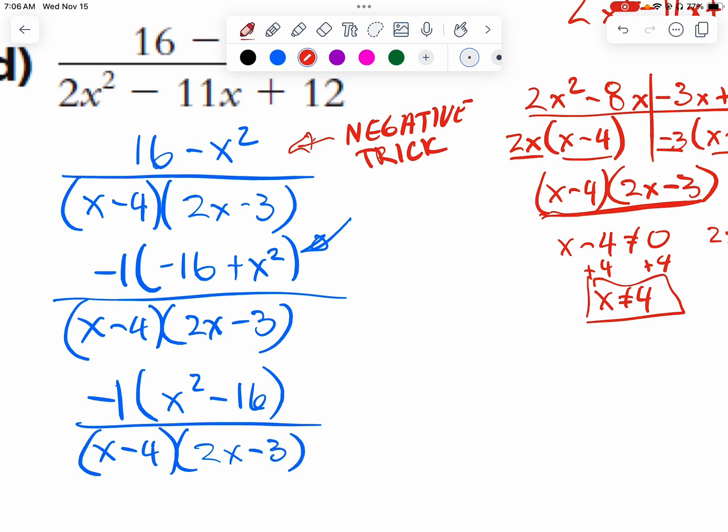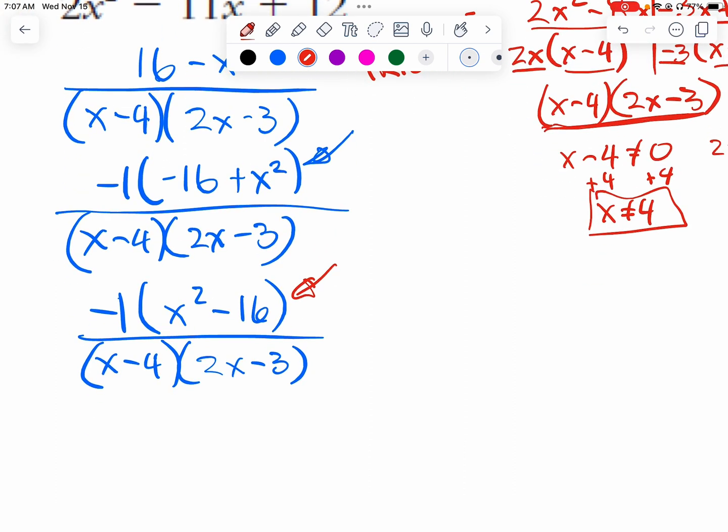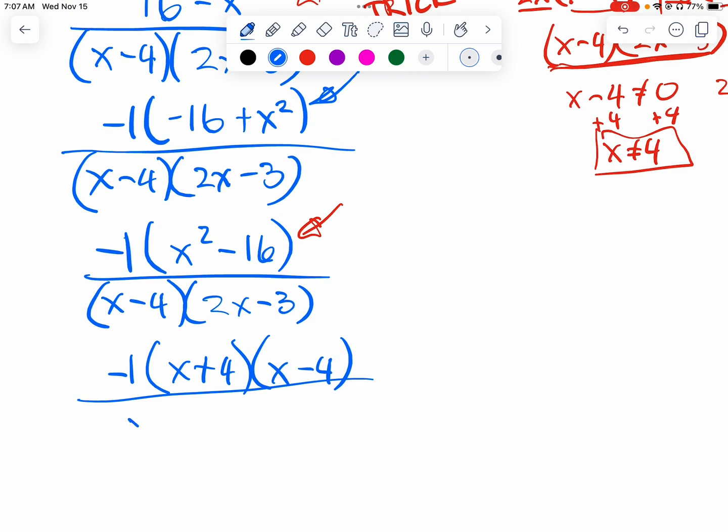Now you should be saying, hey, you know what? Now that is difference of squares. It's in the proper order. I should be able to factor that, hopefully quickly, because we've done enough of these. So I say, well, that's difference of squares. So x squared minus 16 is going to give me, wrong color. Here we go. x plus 4, x minus 4. Don't forget your negative 1 out in front, over x minus 4, 2x minus 3.